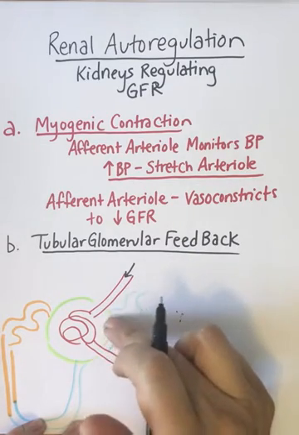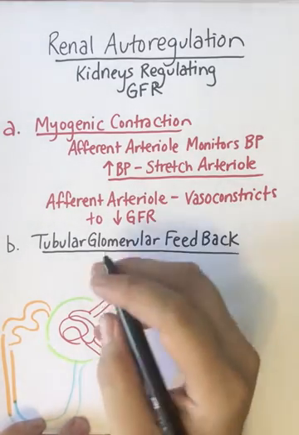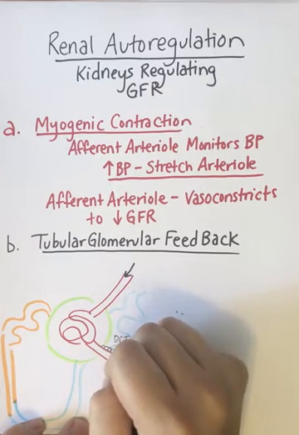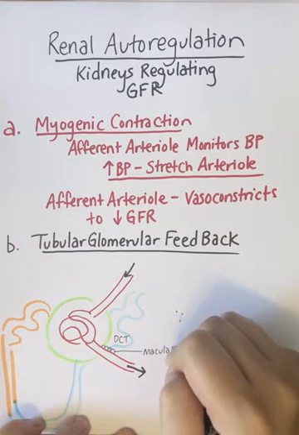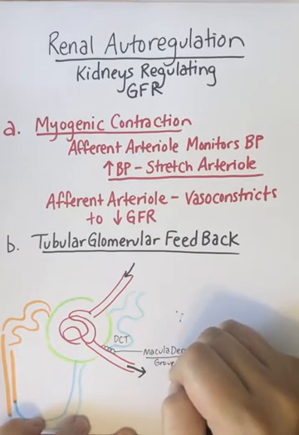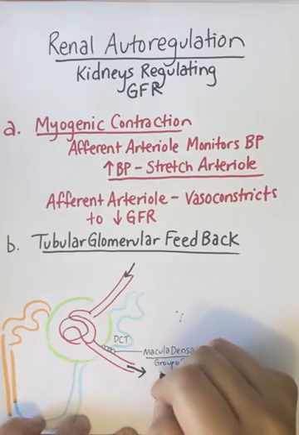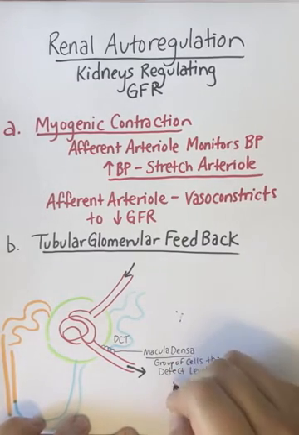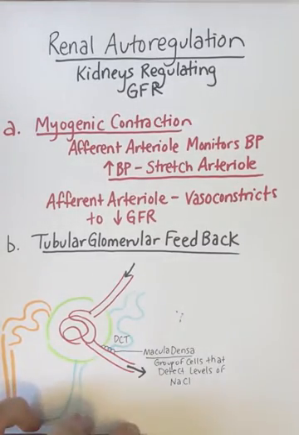You have a couple of cells right here, right by your efferent arteriole, called your macula densa. I'm going to draw cells right here. This is not anatomically correct. Your macula densa are a group of cells that detect levels of sodium chloride inside of your distal convoluted tubule.